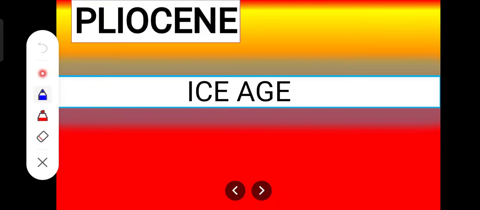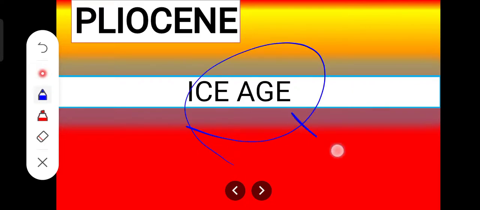And next epoch is the Pliocene. Here comes again another ice age. So when we say ice age, the planet will be frozen. And many animals or living things again become extinct because of a decrease in temperature. So that is the ice age under the Pliocene.